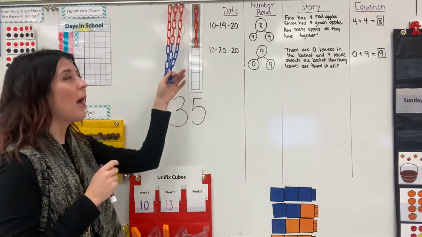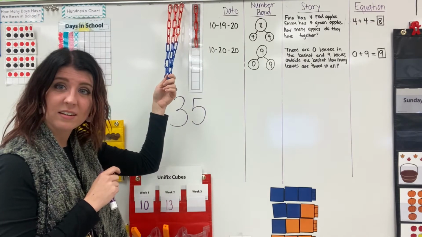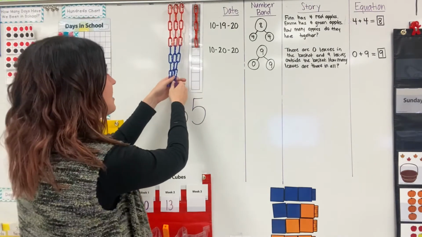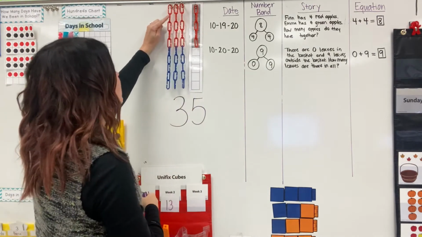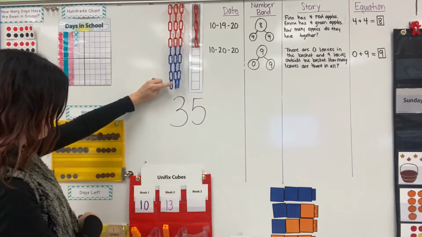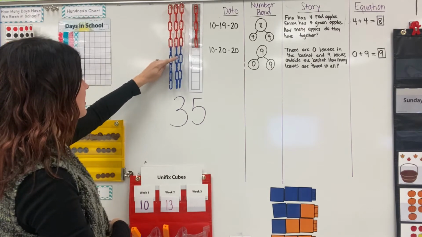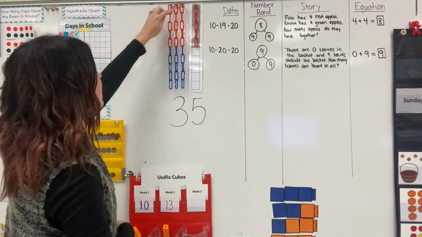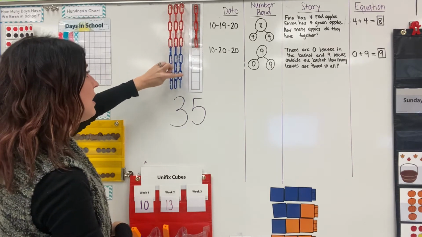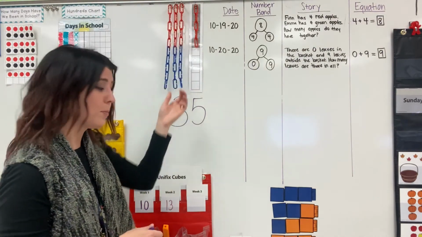Does anybody know how many chain links it took to make 3 groups of 10? Okay, I hear some pretty good guesses. Let's count just these 3 and see how many it took to make them. 1, 2, 3, 4, 5, 6, 7, 8, 9, 10, 11, 12, 13, 14, 15, 16, 17, 18, 19, 20, 21, 22, 23, 24, 25, 26, 27, 28, 29, 30. It takes 30 to make 3 groups of 10.